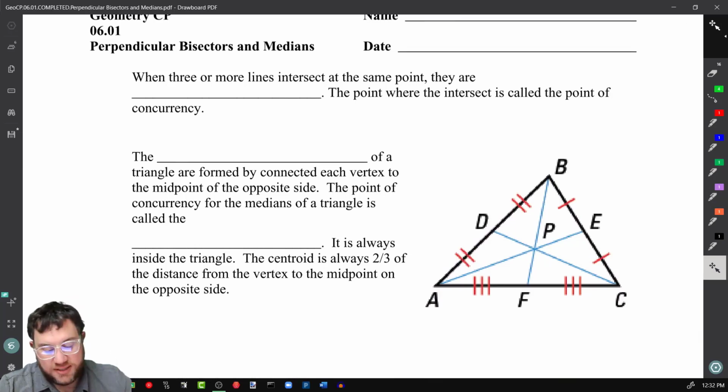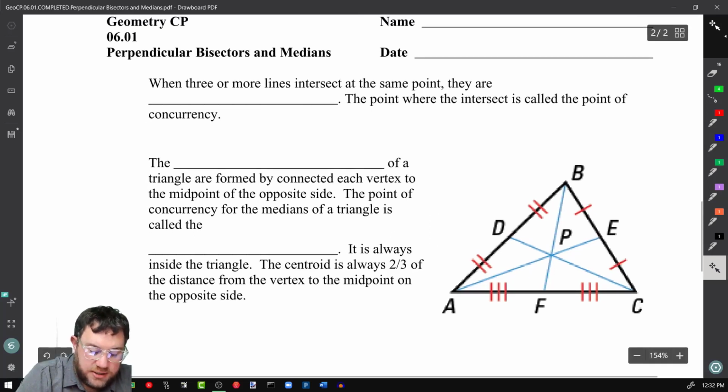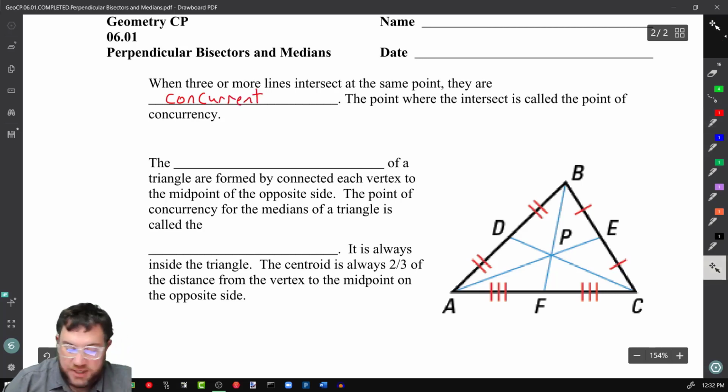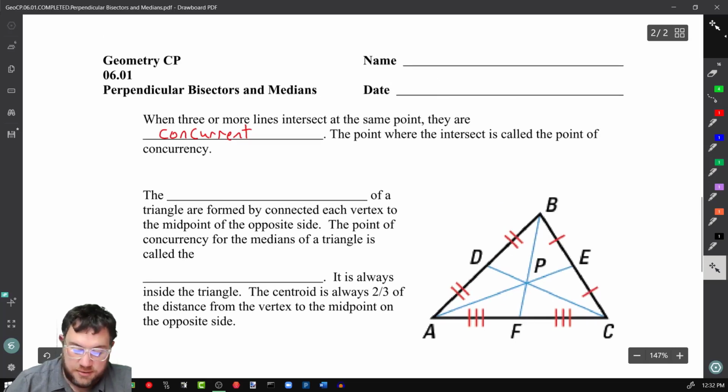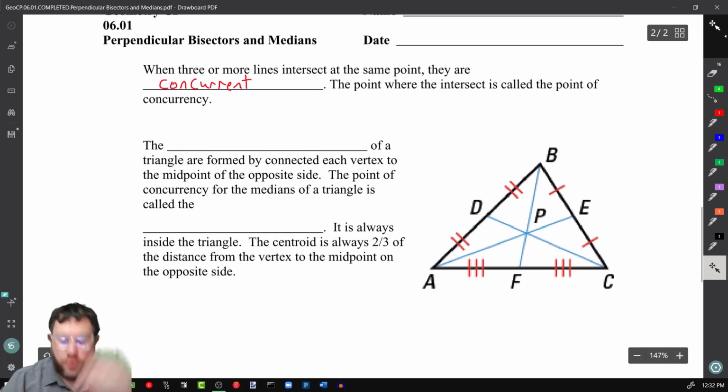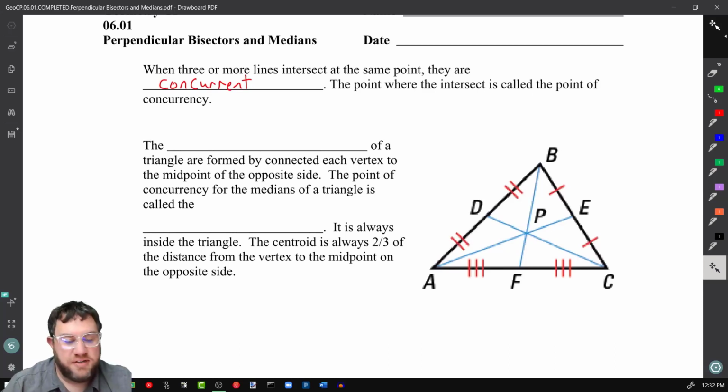Actually, before we get to that, another vocabulary word. When 3 or more lines intersect at one point, they are concurrent. Concurrent means they all meet at the same place. And that point where they meet is called the point of concurrency, and that will matter here in just a moment.